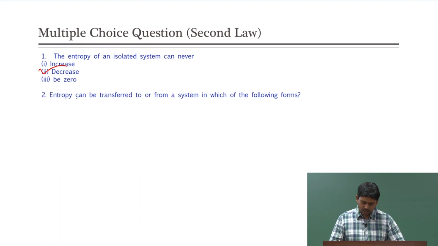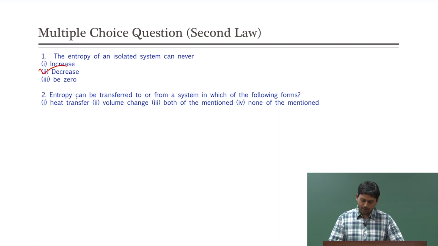Second question: entropy can be transferred to and from a system by which of the following forms: heat transfer, volume change, both the above mentioned, or none of the above mentioned. So, we know that entropy is proportional to the reversible change in heat divided by the temperature. Now, if you transfer heat, let us say non-reversibly, will it still change the entropy?